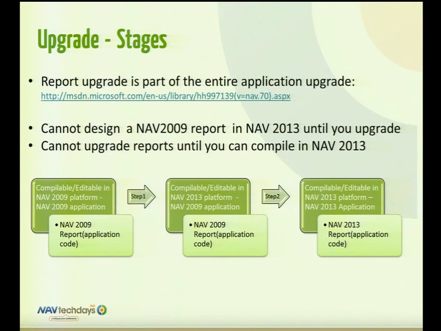Once you have that, you export all the reports and put them in the NAV 2013 platform and application. As soon as you put them there, they won't compile, let's say, because they refer to some missing dimension tables and so on. But since they're already in the 2013 platform, you can now design them there, fix your missing references, and work with them.